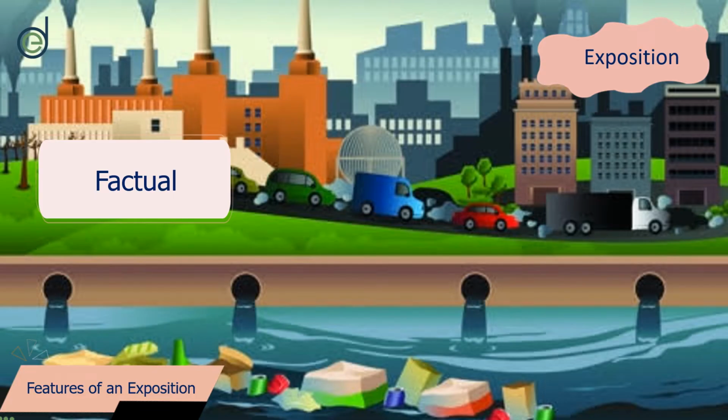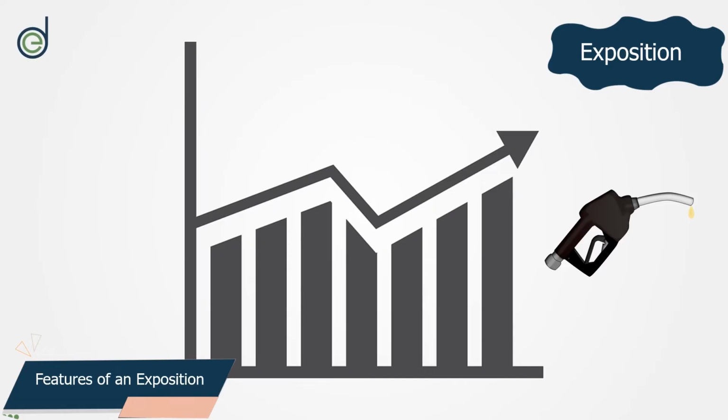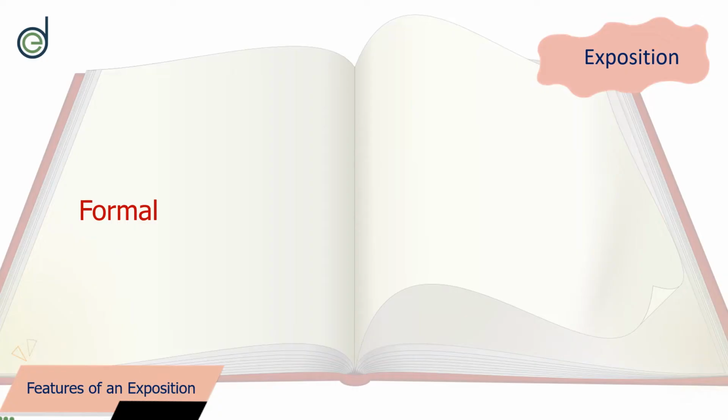An exposition is factual. It is based on real-life situations and happenings. It states facts, makes the writer's opinion known, proffers solutions, and makes a judgment on situations. For example, an article in the newspaper on the recent fuel hike in Nigeria is an example of an exposition.